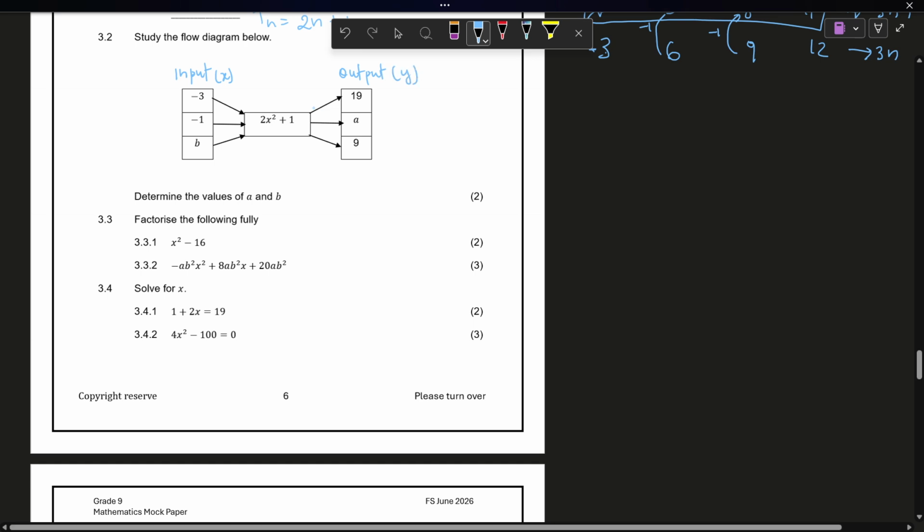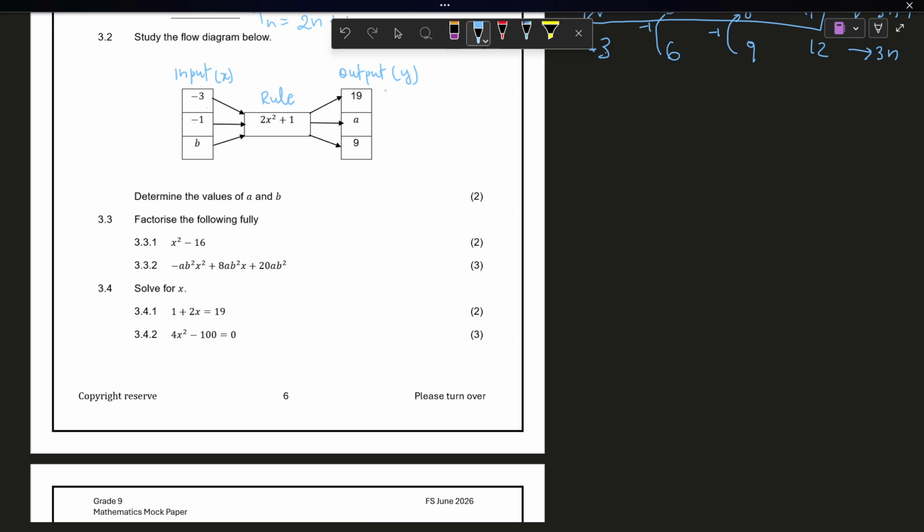So these are the y's. And right in the middle, we've got the rule. So in this case, it's a function. So this is the rule. And the rule basically maps the input for us to obtain the output. Okay. So how many rows have we got? We've got 3 rows because we've got 3 inputs. Subsequent to that, we've got 3 outputs.